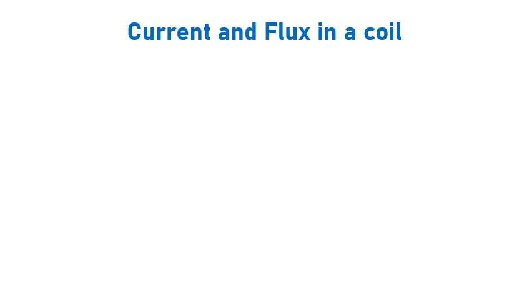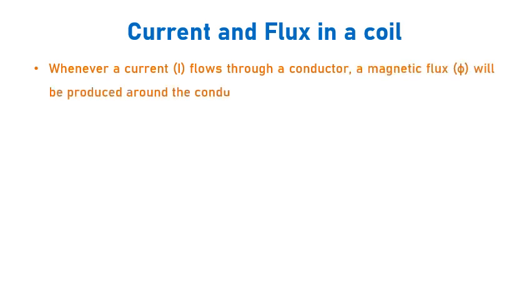Current and flux in a coil. Whenever a current flows through a conductor or a coil, a magnetic flux will be produced around the conductor. Magnetic flux is the magnetic lines of force present around a permanent magnet or an electromagnet.